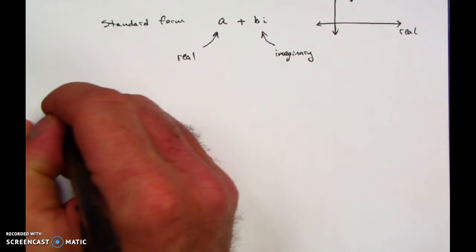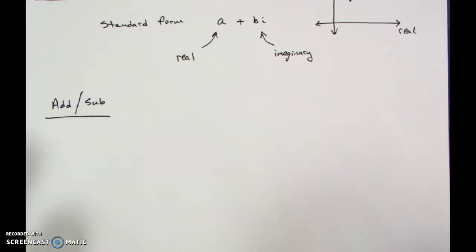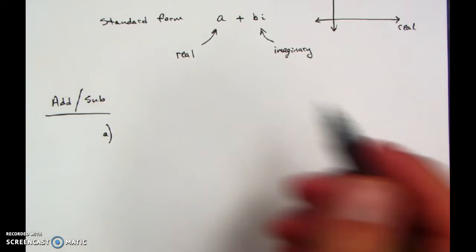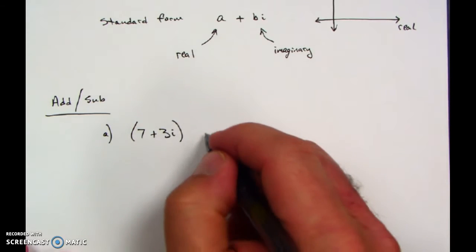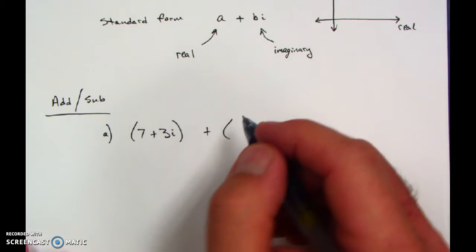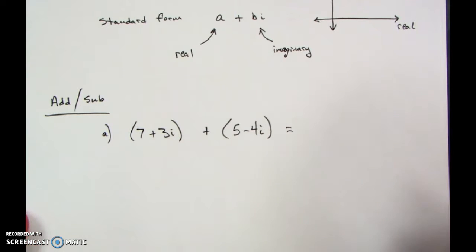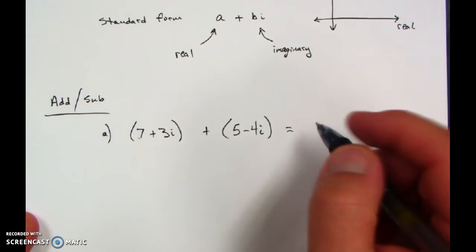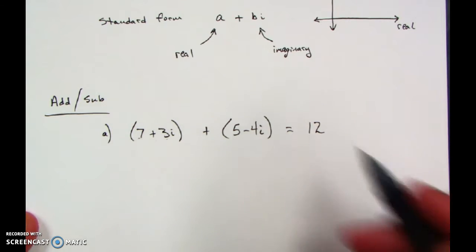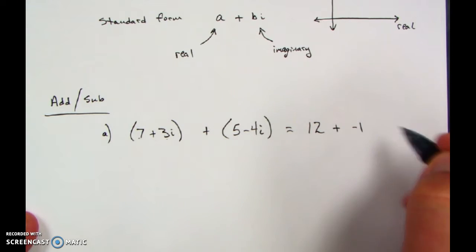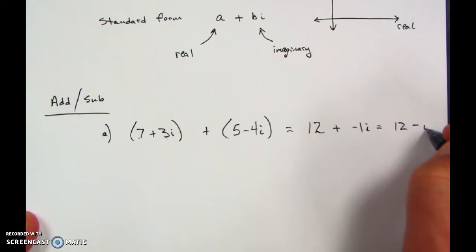Now, what we need to be able to do is, first of all, add and subtract these complex numbers. So look at a couple of examples here. If I have the complex number 7 plus 3i plus the complex number 5 minus 4i, as far as adding that, I'm going to add my real parts, 7 and 5, and then I'm going to add my imaginary parts. We have plus 3i minus 4i, so that would be a plus and negative 1i. As far as simplifying that, we could write it as 12 minus i.